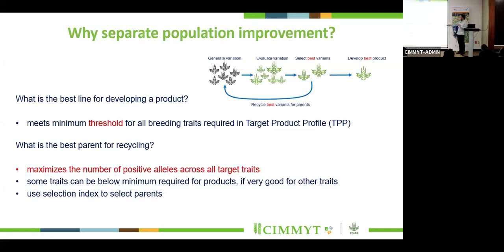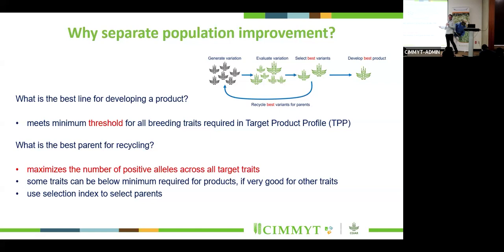So what's the best line for developing a product? Well, our product needs to meet a minimum threshold for all the breeding traits we're breeding for. It needs to have a minimum disease resistance, it's going to go through a national testing program probably, some kind of yield enhancement over checks. It can have minimum quality traits. You've got to meet a threshold in your target product profile.